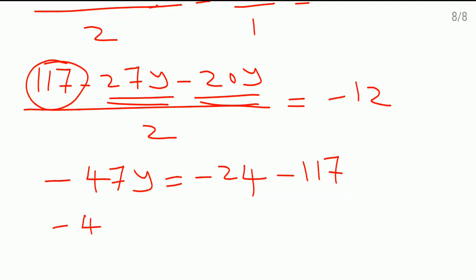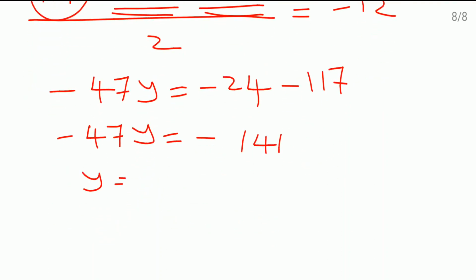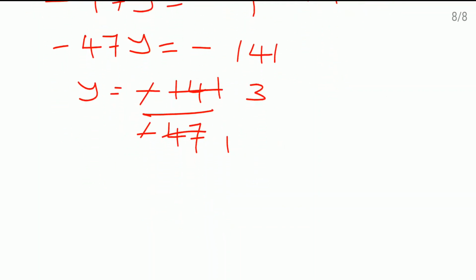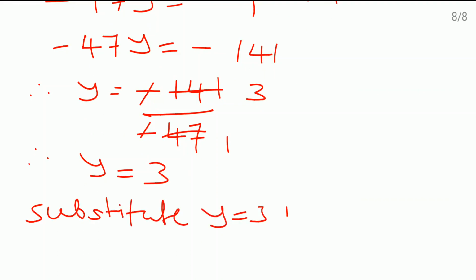Now see, minus 47y which is equal to minus, this one is, if I add this one, 141. Now here y which is equal to minus 141 divided by minus 47. Negative signs cancel. 47 ones are 47, 3s are 141. So I got the value of y which is equal to 3. Therefore y which is equal to 3. Now what I'll do? Substitute y equal to 3 in equation 2.